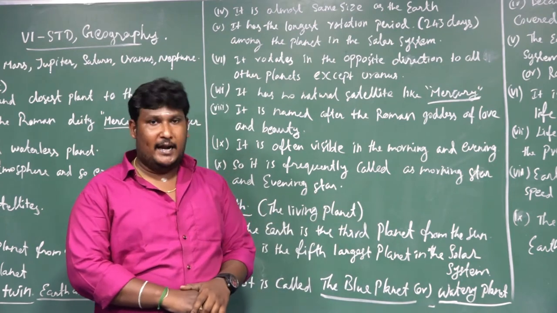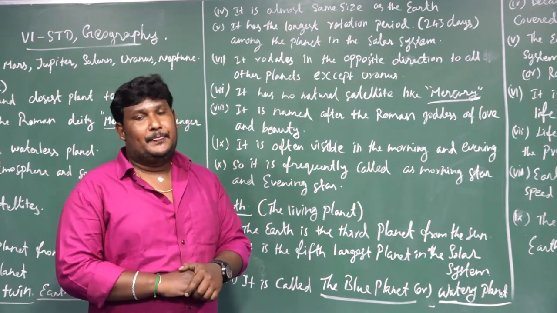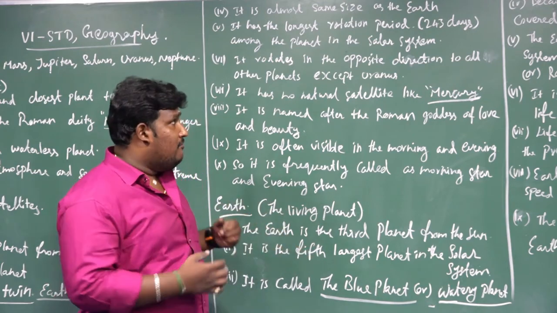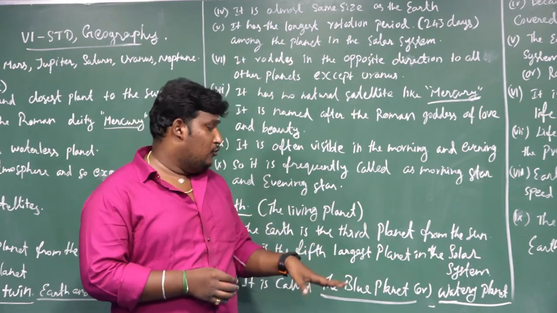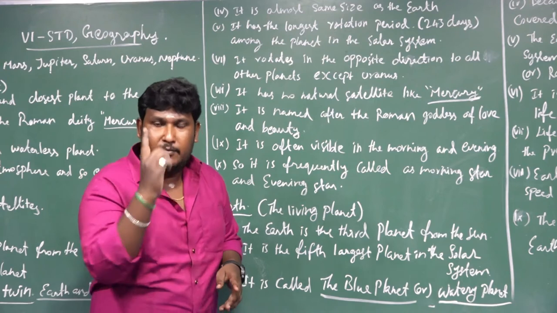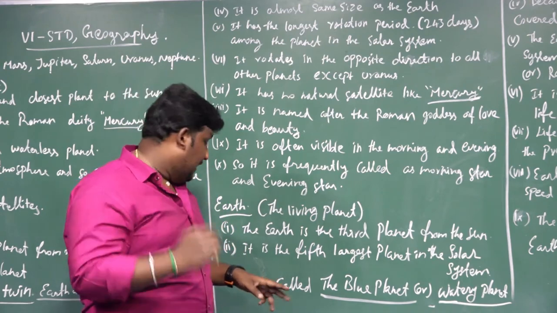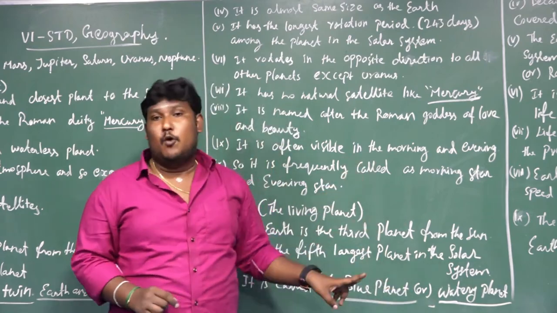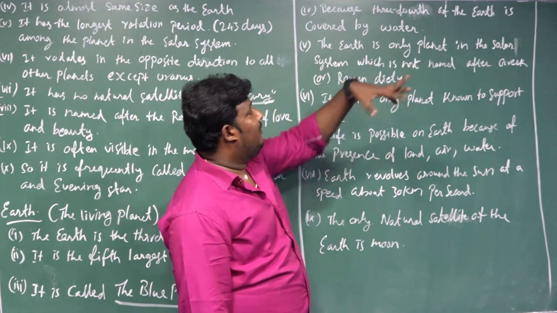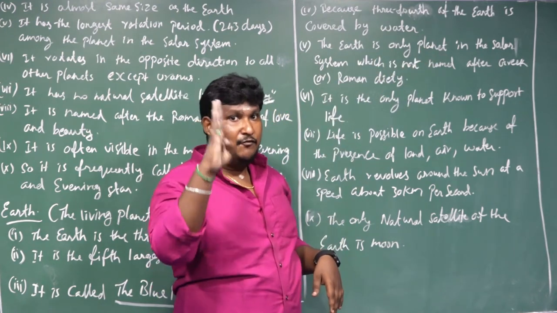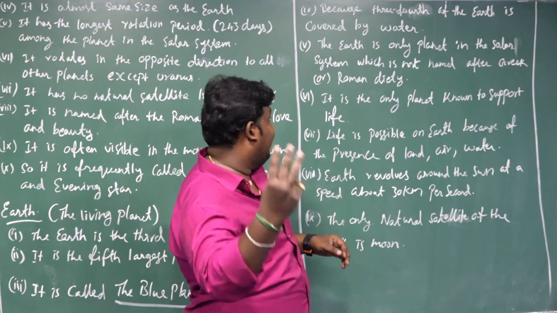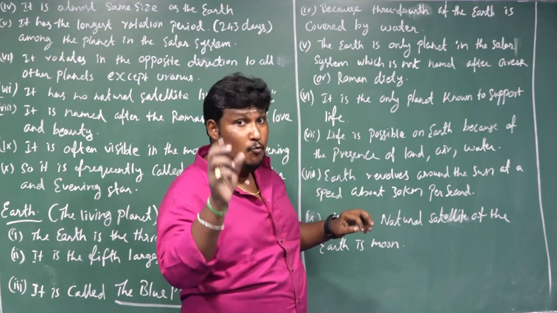It is called the blue planet or watery planet. Why do we call it the blue planet and watery planet? Because three-fourths of the Earth is covered by water. Three-fourths means, out of four directions, three directions are covered by water. So we call it a blue planet or a watery planet.